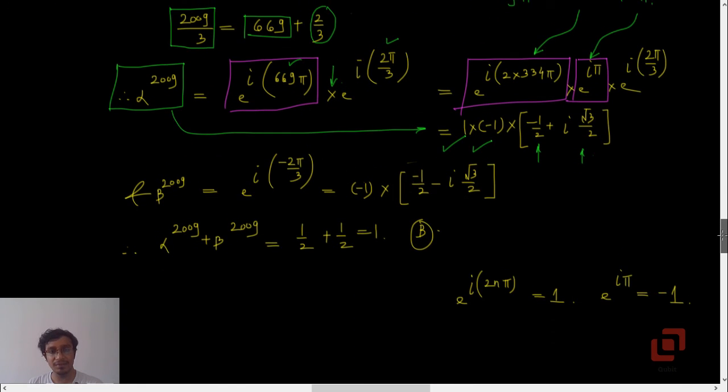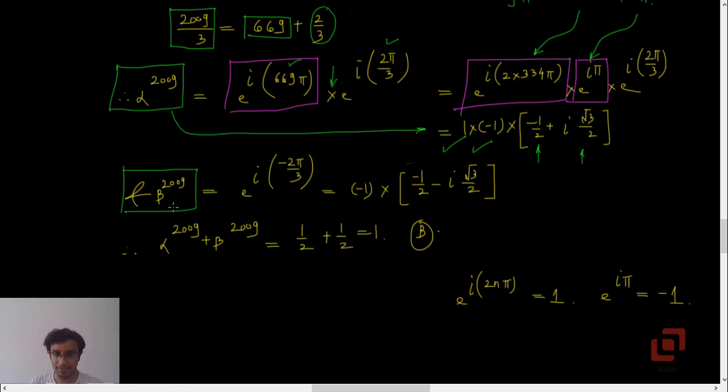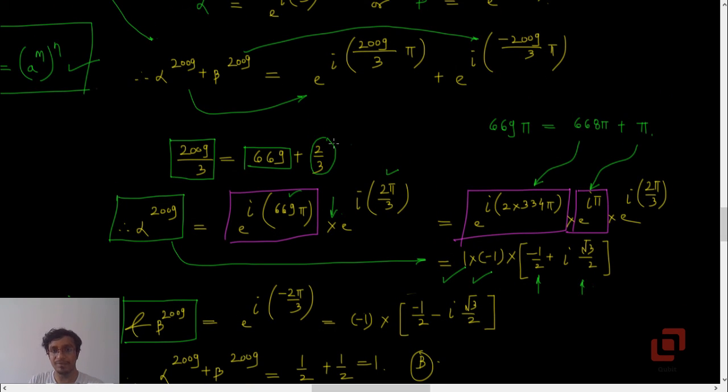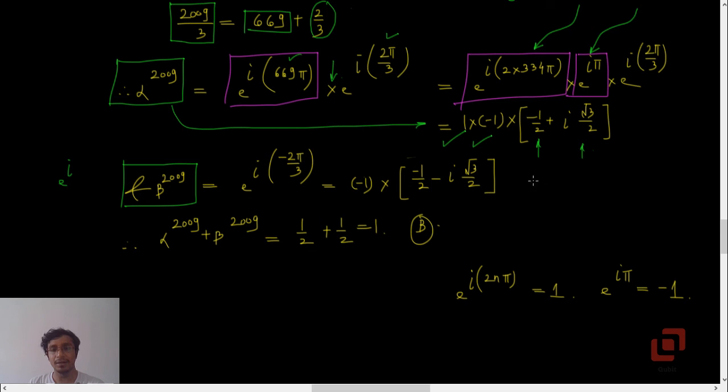On similar lines, you can actually compute beta raised to 2009. Remember, beta raised to 2009 is nothing but e to the power i into negative 2009 upon 3 into π. You have to follow almost the same process to arrive at the answer.